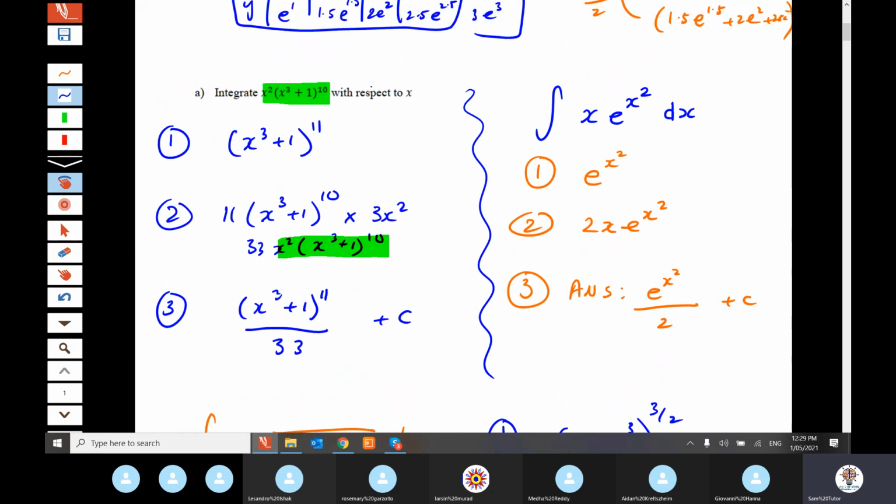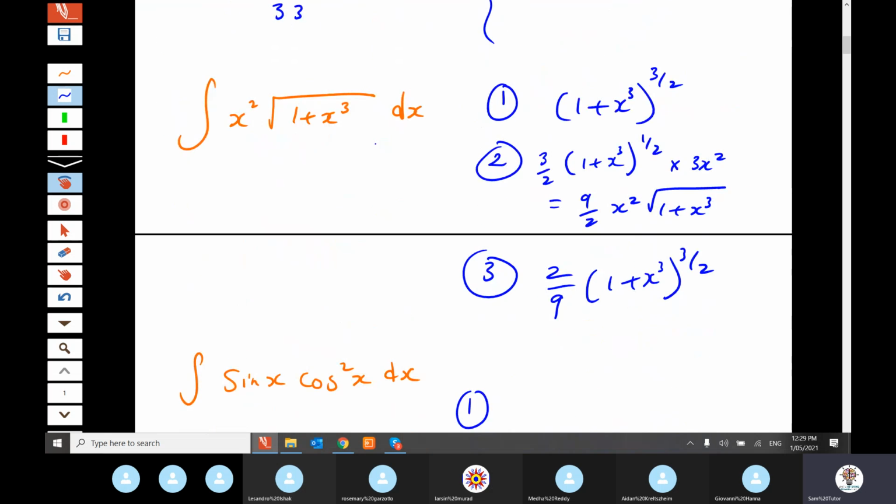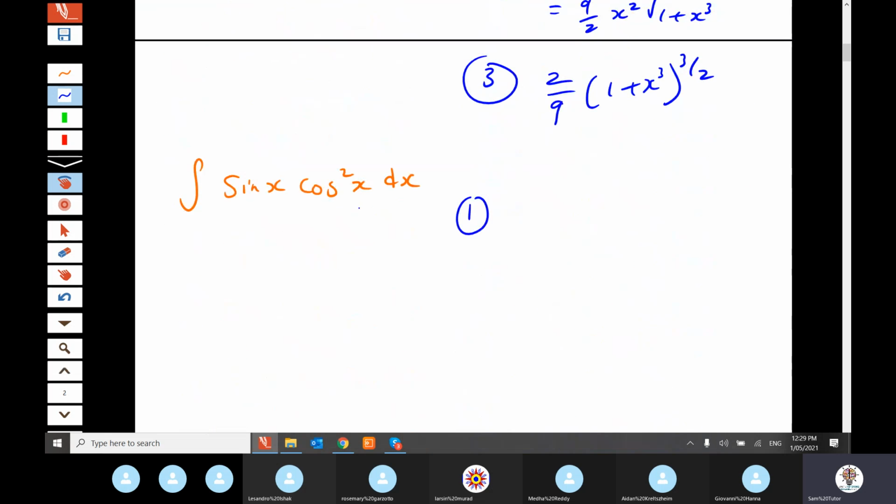Like here we chose the x cubed plus 1. This one we chose the e to the x squared. This one we chose the surd. This one you're going to choose the cos. That's just how it works. Cos x to the power of 3, or as he said, cos cubed x. Same thing. All right, step 2.